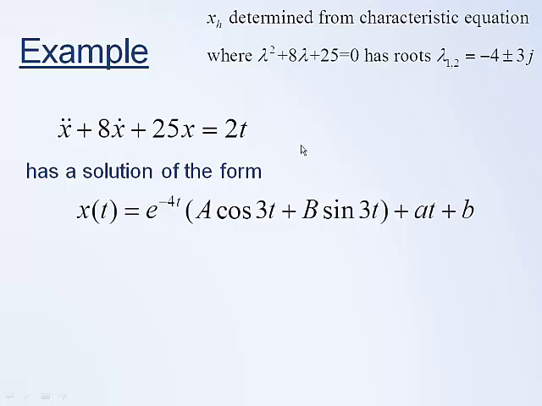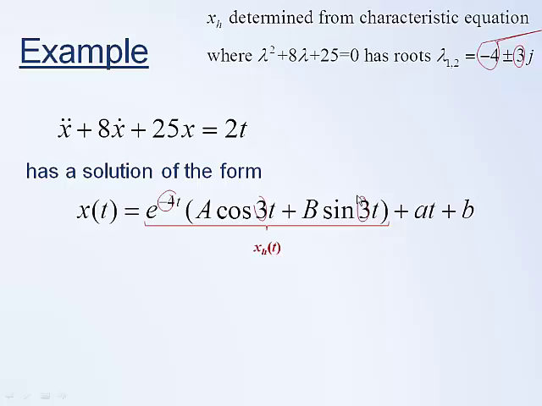when we have complex roots, we have a decaying sinusoid for the homogeneous solution, where the real part, the -4, tells us the rate of decay, and the imaginary part tells us the frequency of oscillation. Okay. So that's just like what we did previously.